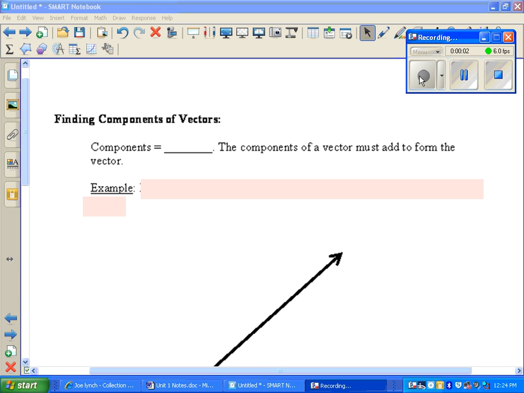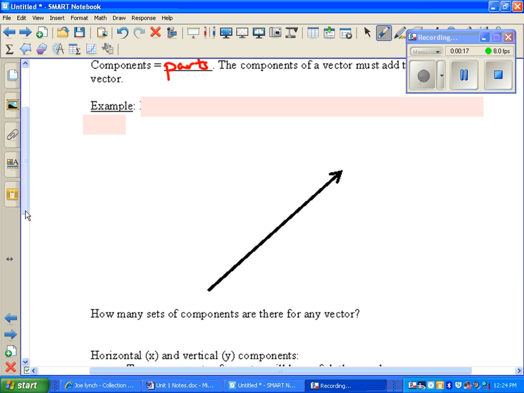Going to start talking about the components of a vector. And the term components means parts. The components are the things that make up something. So the components of a vector must add to form the vector. So we're going to do an example.